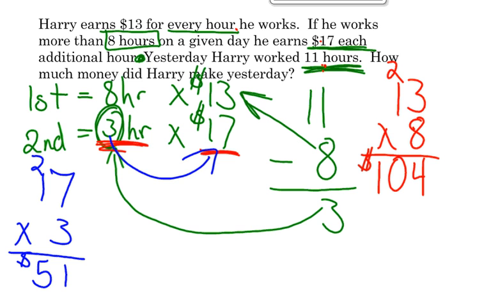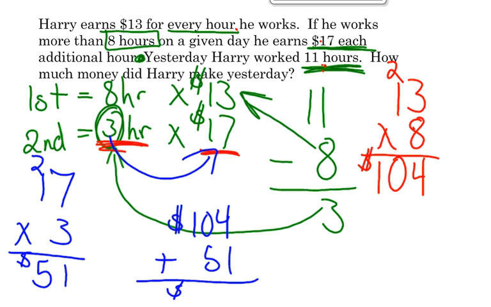Look at all these steps we've done so far. But we're still not done. Now we have to take our 104 and add it to our 51 to get the total amount of money that Harry earned. Of course, 4 plus 1 is 5. 0 plus 5 is 5. So, in his 11-hour day, Harry earned $155.